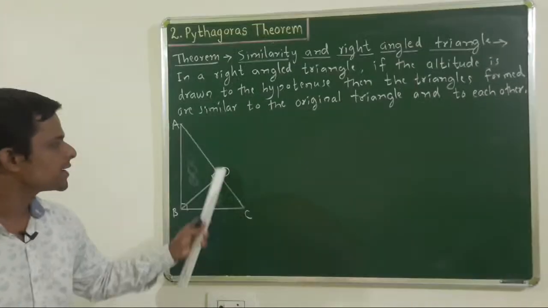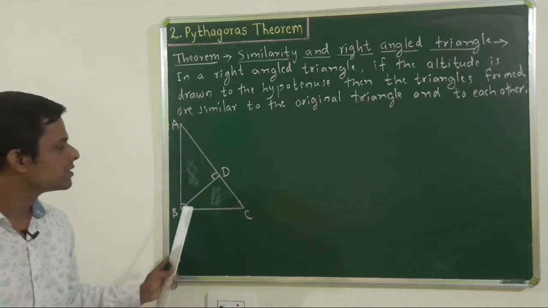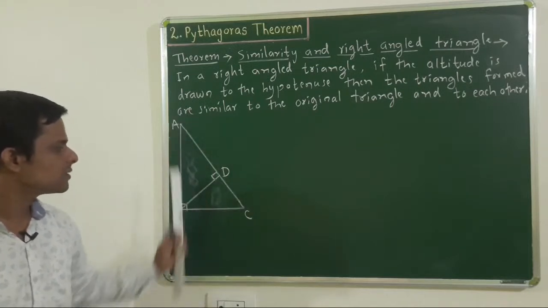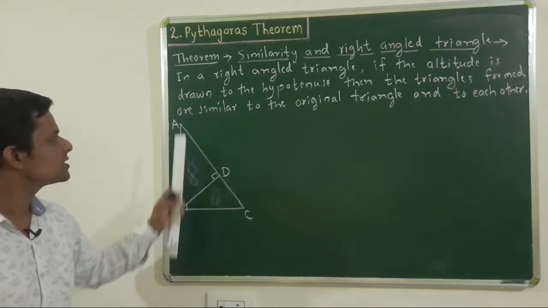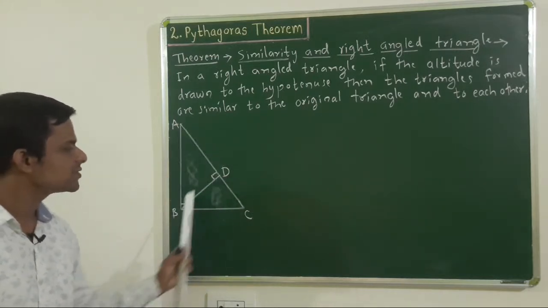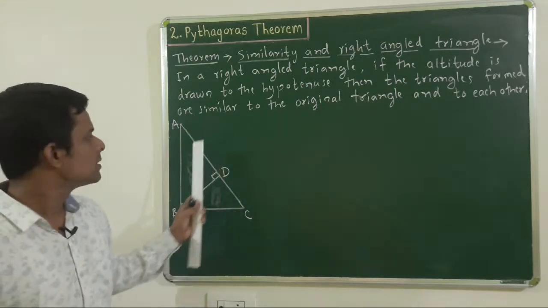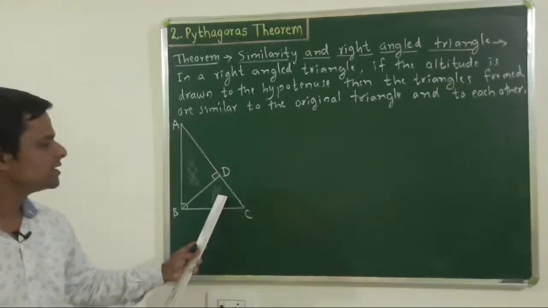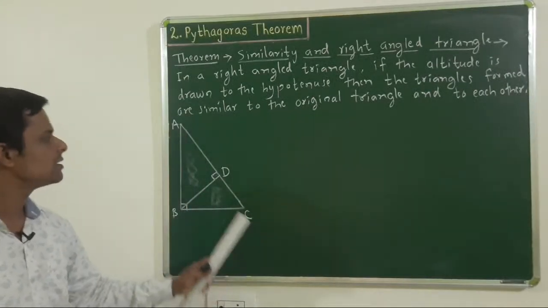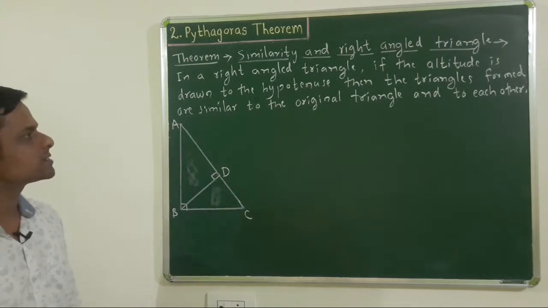We have to prove triangle ADB is similar to triangle ABC, which is the original. Triangle BDC is similar to the original triangle ABC, and these two are similar to each other, that is, triangle ADB is similar to triangle BDC. So we have to prove three statements: ADB is similar to the original, BDC is similar to the original, and ADB is similar to BDC.